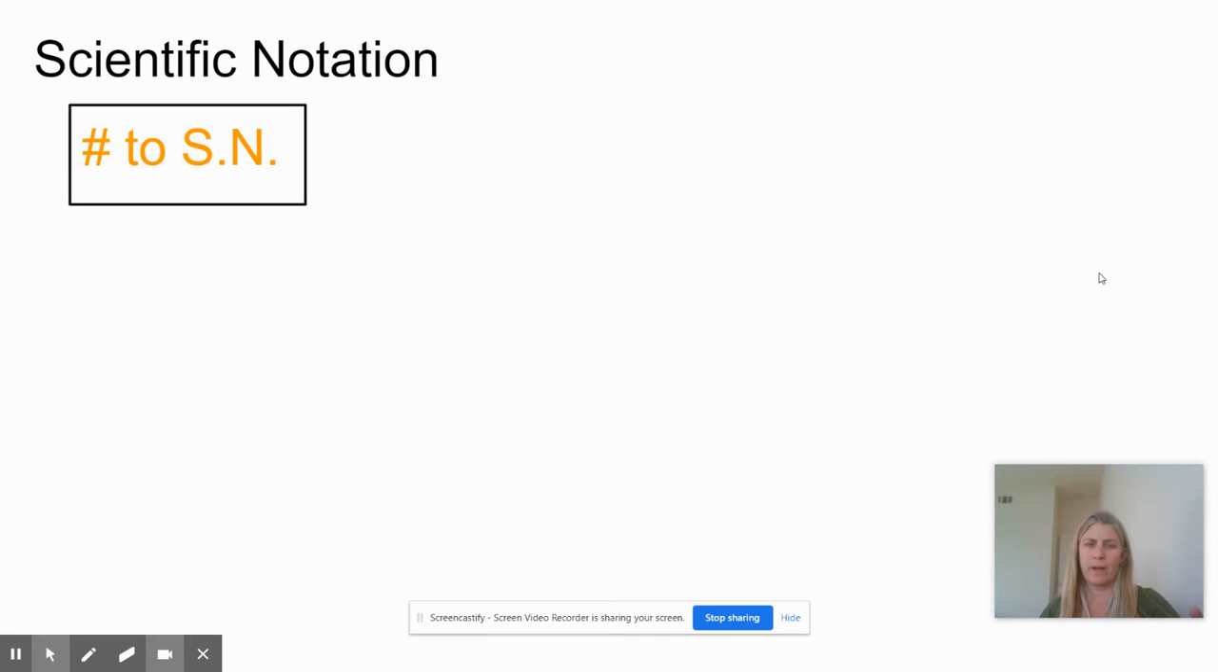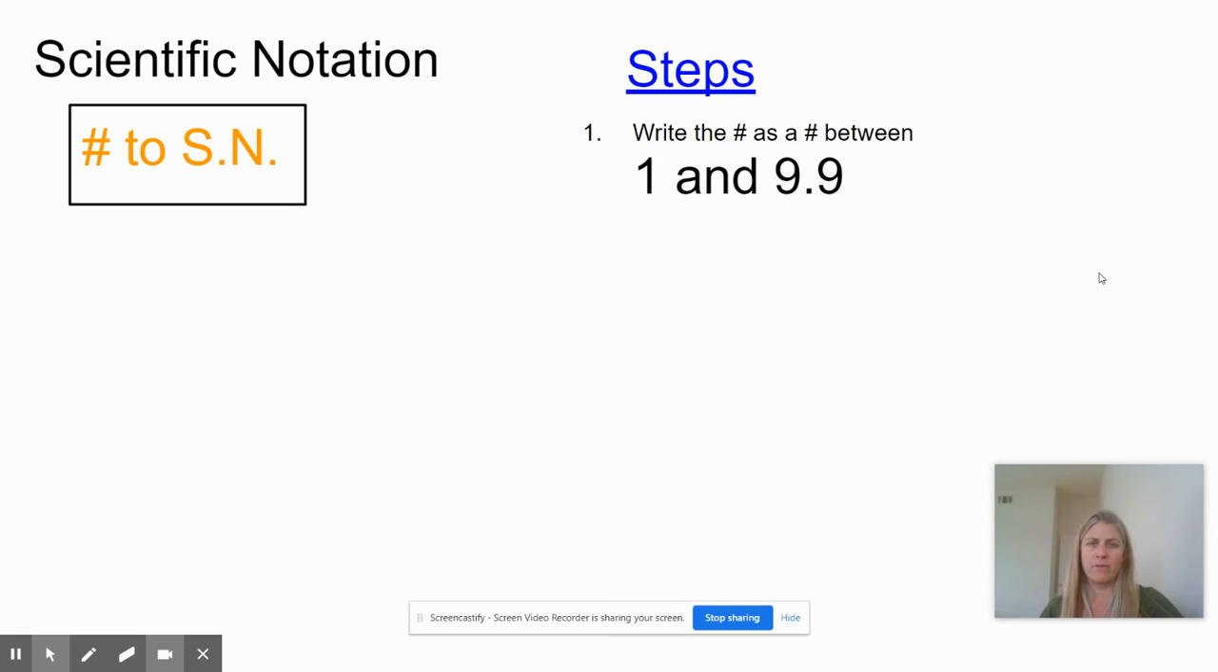So first, we're going to go ahead and turn a regular number into scientific notation. And then we're going to do it the other way, where we take a number that's already in scientific notation and turn it back into a regular number. So here are the steps. The very first step is you're going to take the number and add a decimal point to turn it into a number that's between 1 and 9.9.